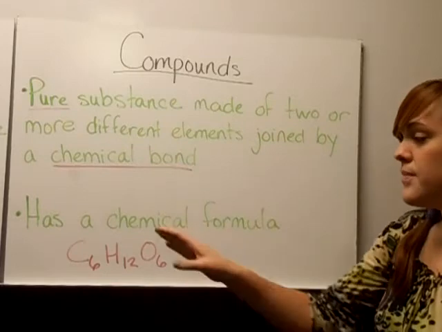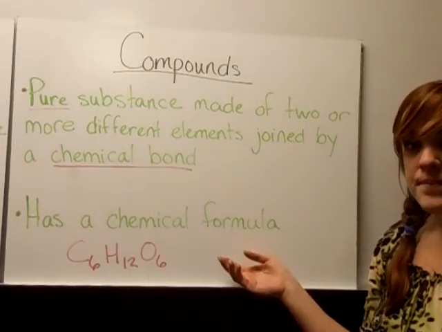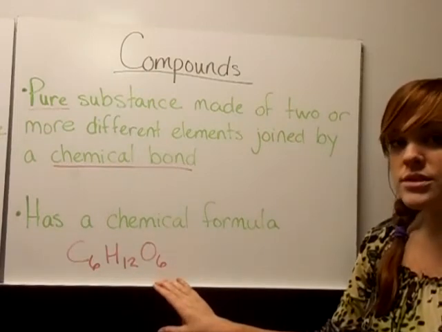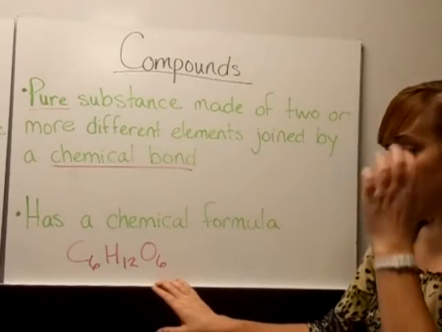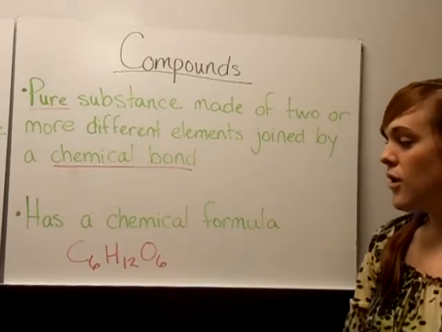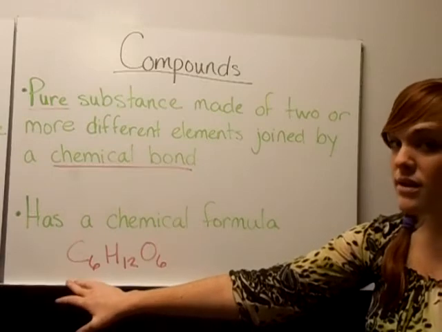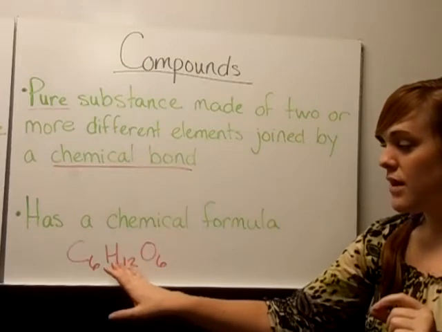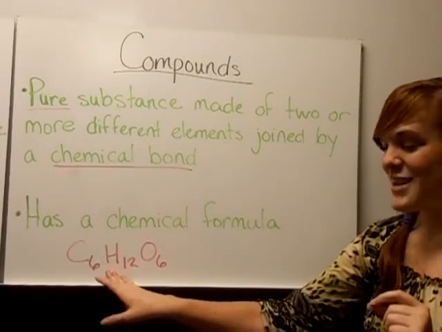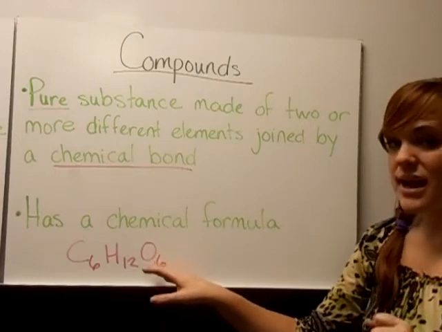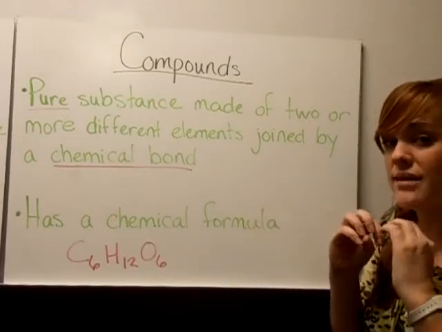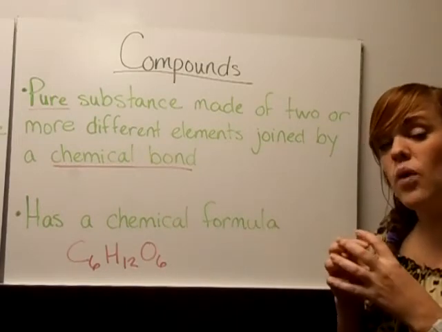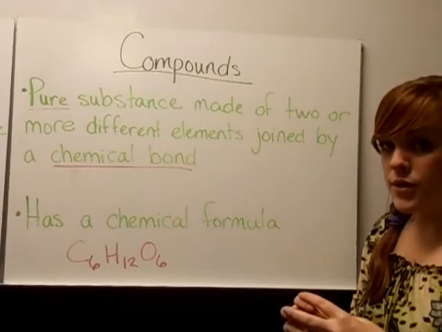For instance, all compounds have a chemical formula. So this is the chemical formula for just regular white sugar. C6H12O6, and that's 6 carbon atoms, 12 hydrogen atoms, and 6 oxygen atoms, and those all combined. So that's 24 different atoms combined to make one sugar molecule.